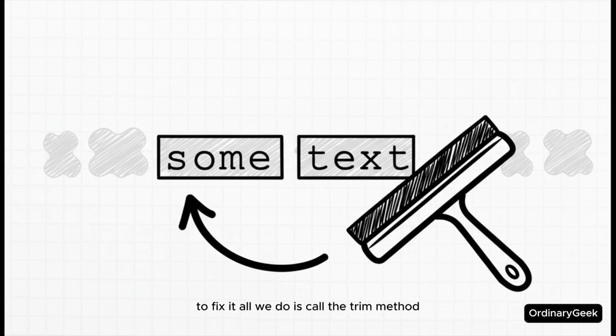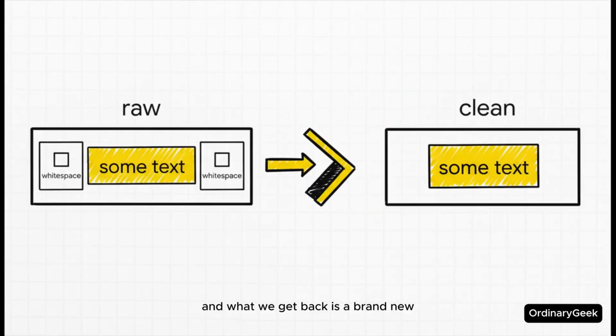To fix it, all we do is call the trim method. And what we get back is a brand new, perfectly clean string, clean input. No more extra white space. And I'm going to say it again. The original messy string, still there, still unchanged.